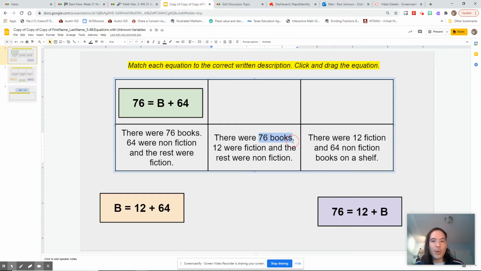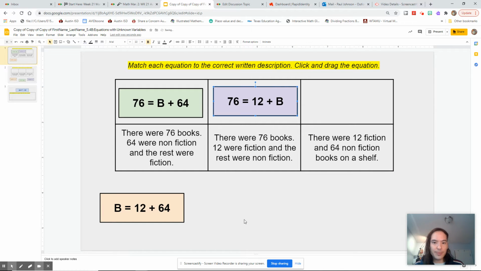So we're looking for an equation with 76 and 12 in it, because those are the parts we know. We know there's a total of 76 and there's 12 fiction. So there should be something like 12 plus unknown value, 12 plus letter equals 76. Do we have one that says 12 plus letter equals 76? This one says 12 plus 64 equals letter. This one says 76 equals 12 plus letter. Okay. So 12 fiction plus our unknown amount of nonfiction equals 76 books in total.